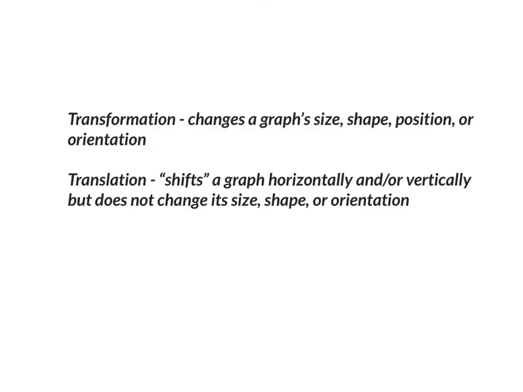All right, a transformation. All the transformation does is it changes the graph size, shape, position, or orientation. So it kind of makes the graph shape change, basically. A translation, another T word, is just a shift. It's going to shift the graph either left or right or up or down, but it really doesn't change the graph shape or the size. It just shifts it. Big difference in the two. Transformation may make it, this is not math language, fatter or skinnier, whereas a translation just kind of shifts it around the coordinate plane.